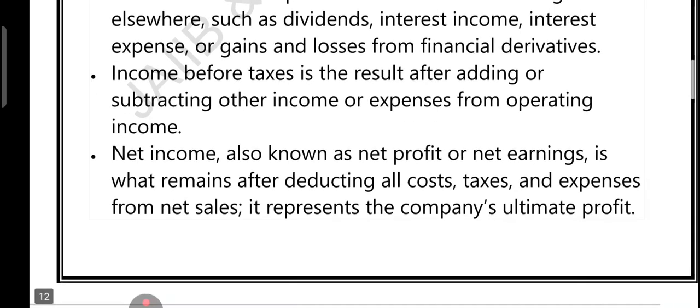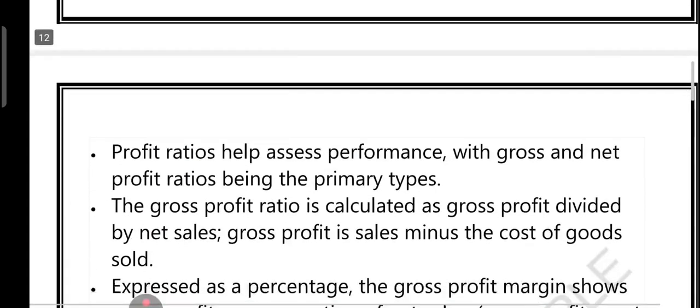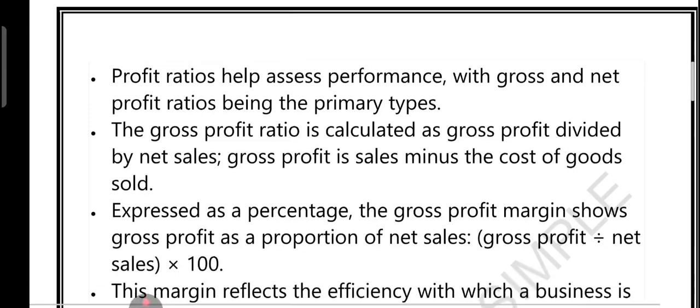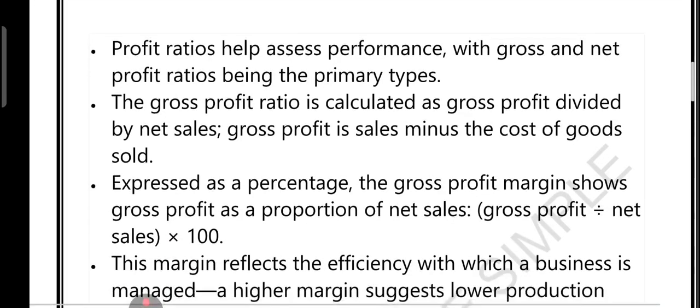Now comes the star of the show, which we call net income or net profit. This is what the company truly earned after all costs, all taxes, all expenses are subtracted. It is the final profit. To evaluate performance, we also have some ratios called profit ratios. What is the gross profit ratio? To calculate it: gross profit divided by net sales, multiplied by 100. It shows how efficiently the business is managing production cost, right?